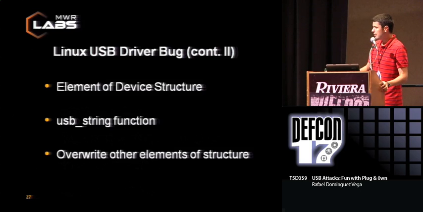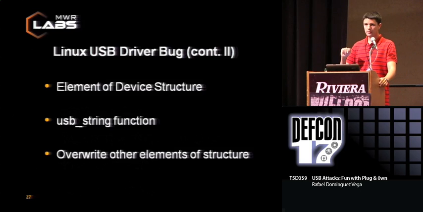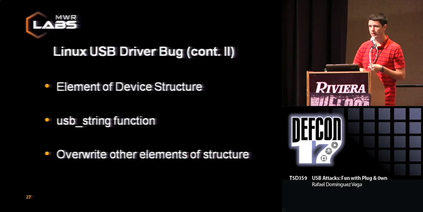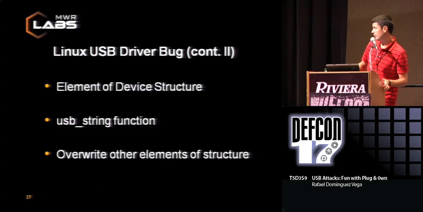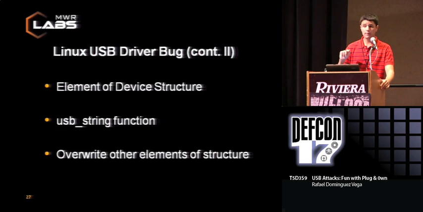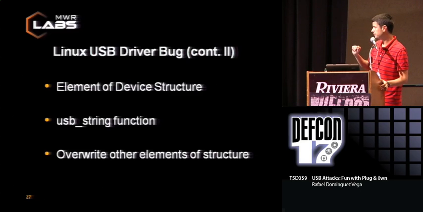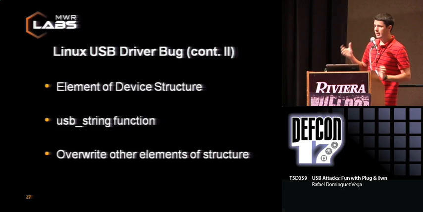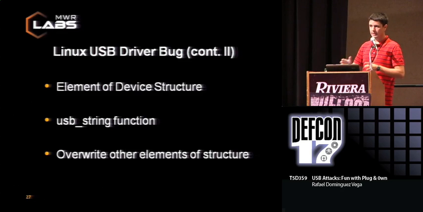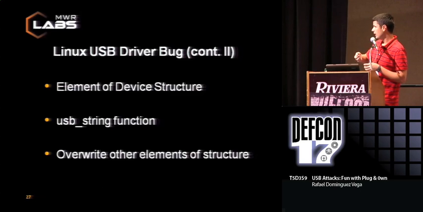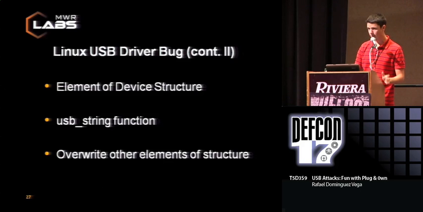So the USB string function is not exactly similar, but we can think of it as a memcpy or a strcpy, because we are copying from A to B into a buffer. The buffer that we are overflowing is used by an element of one of the USB device structures. So what is happening is we are copying too much data into that buffer, allowing us to overwrite other elements of the data structure. We'll see later what can happen with this.